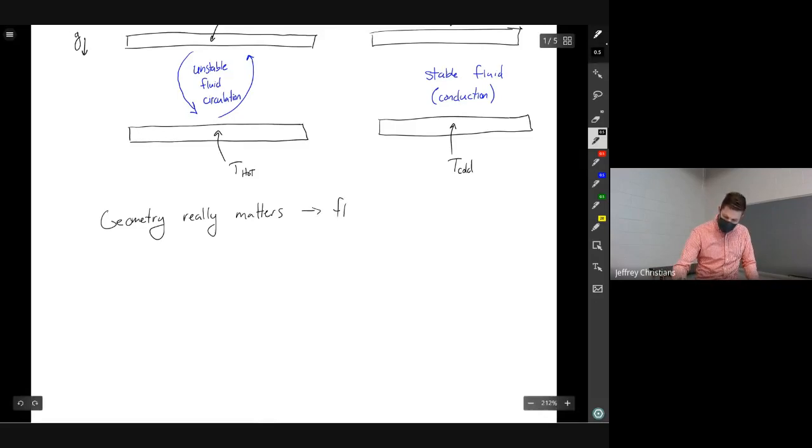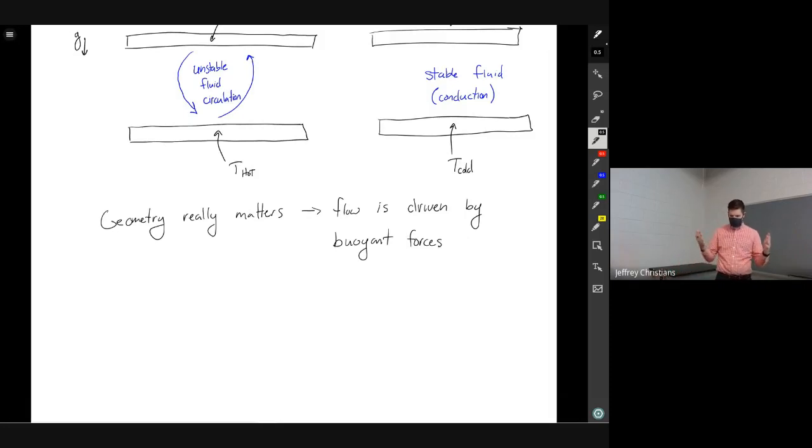So our flow in this case is driven by buoyant forces. It's driven by relative differences in density, or relative differences in the weight of the fluid. So it's driven by buoyant forces.